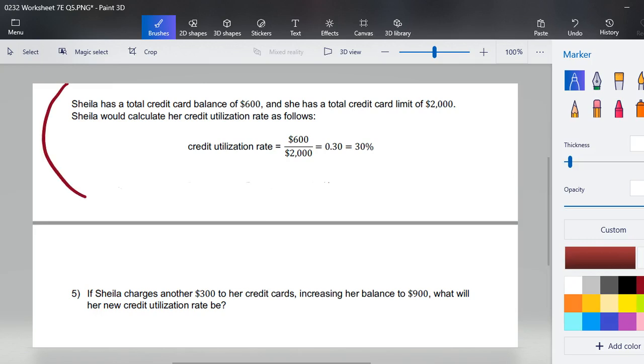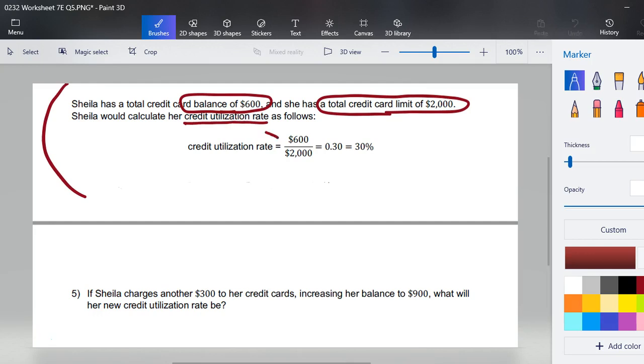Sheila has a total credit card balance of $600. She has a total credit card limit of $2,000. She would calculate her credit utilization rate as follows: 600 over her 2,000. When dividing and converting to a percentage, it's 30%.